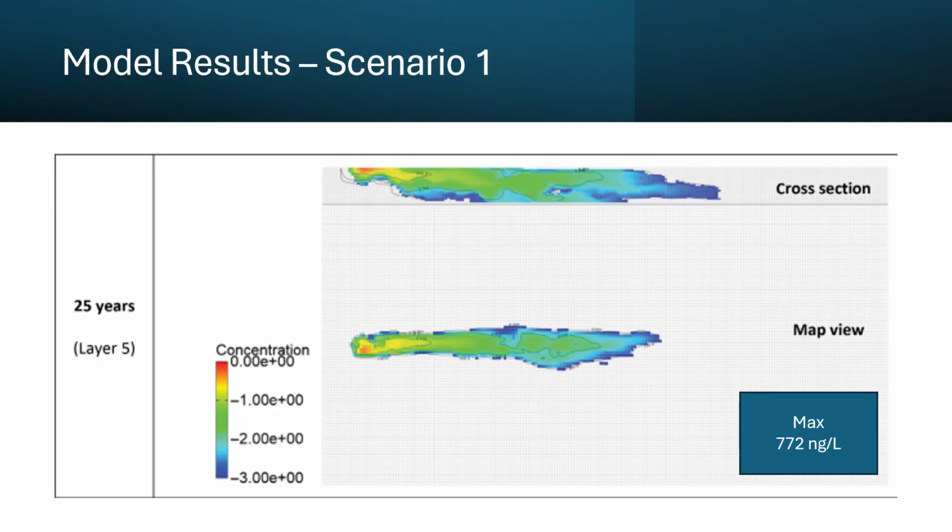Here for model results for scenario 1, after 25 years, the precursor source is still attached to the plume, and PFOA is still loading or leaching into the groundwater. The max concentration right under the source location is about 772 nanograms per liter, and this plume extends about 18 meters from the source, goes in the direction of the flow, and reaches about 2.4 meters depth below the water table.